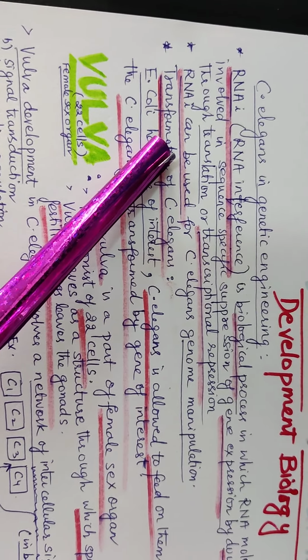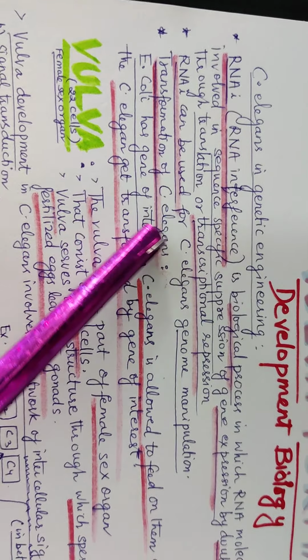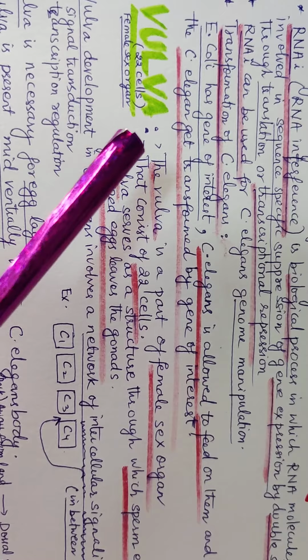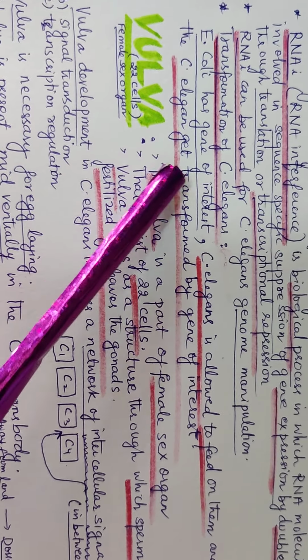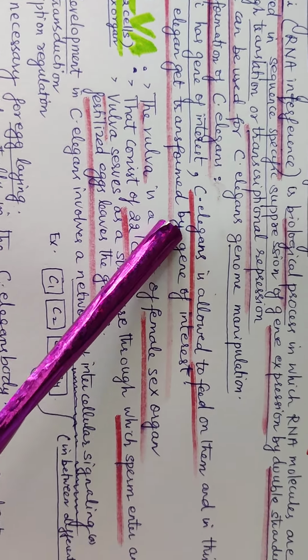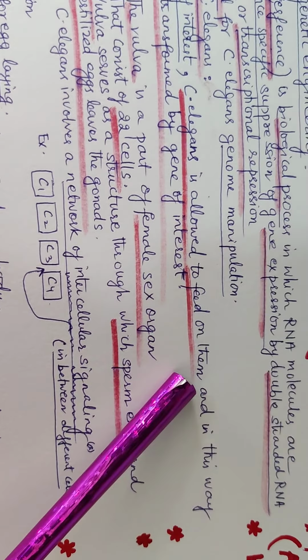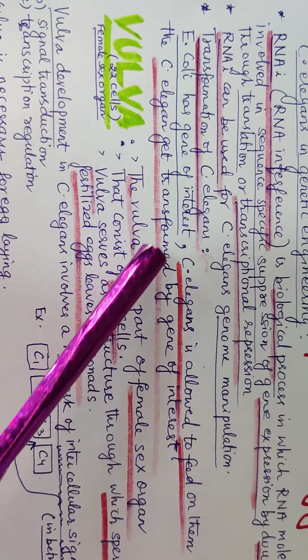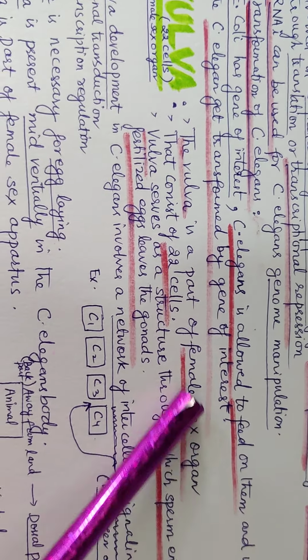RNAi, which is RNA interference, can be used for C. elegans genome manipulation. Transformation of C. elegans: E. coli has a gene of interest. C. elegans is allowed to feed on them, and in this way the C. elegans get transformed by gene of interest.